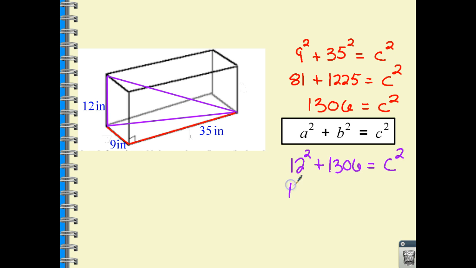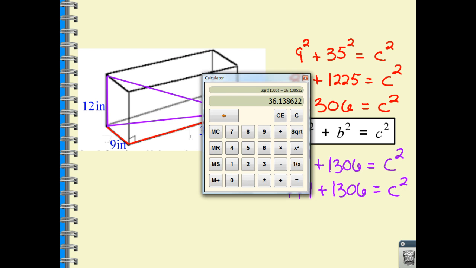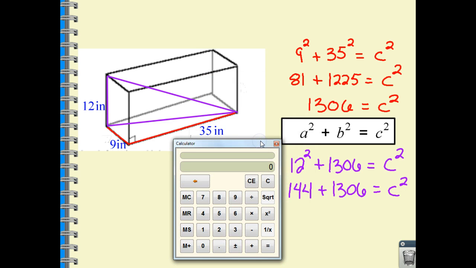All right, do some math here. We have 144 plus that 1,306, which was already squared. Trusty calculator. We have 144 plus 1,306 equaling 1,450. Now it's time to take the square root. We'll see if this diagonal, when we take the square root of it, will fit the box. See if that golf club will fit in the box. So we'll take the square root of that, and we get 38.08 approximately.